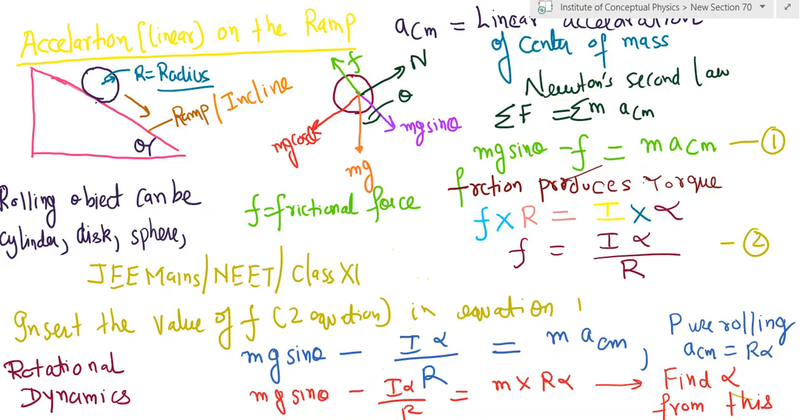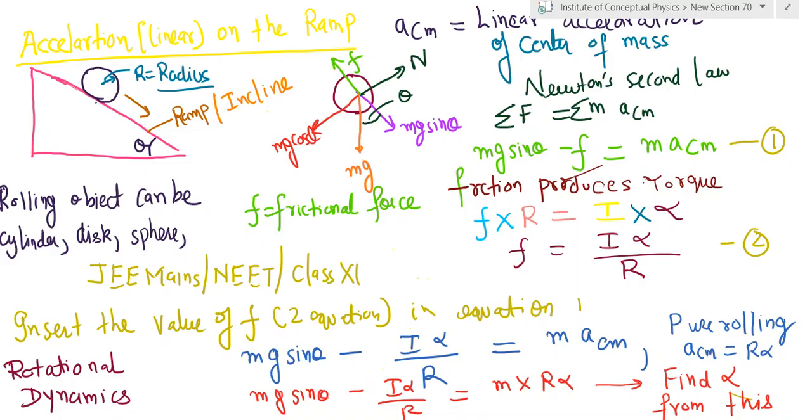It has two components. One is mg sin theta, which is along the ramp, and then mg cos theta, which is perpendicular to the ramp. Mg cos theta produces a normal reaction, and there is a force of friction acting upwards. This force of friction is producing the torque, which is given by F into R. We will use this concept later.